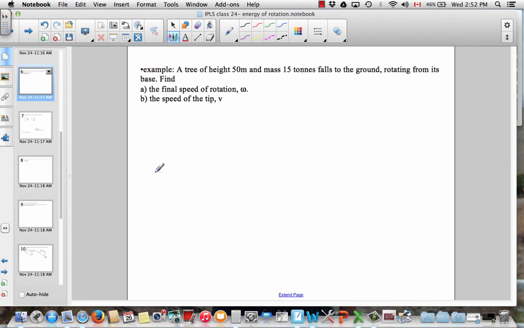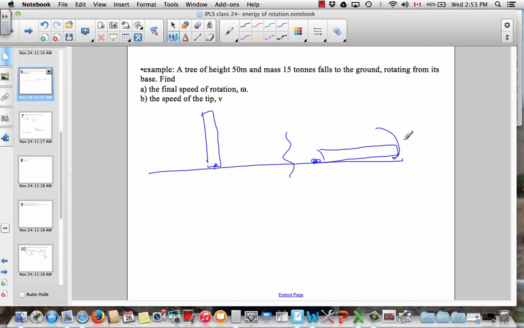Here's another interesting conservation of energy problem. We've got a tree and it falls to the ground. So it starts up like that, and then later it is just about to hit the ground here and is now at speed omega. Here it starts at rest.